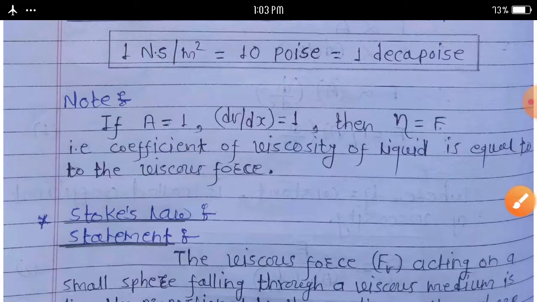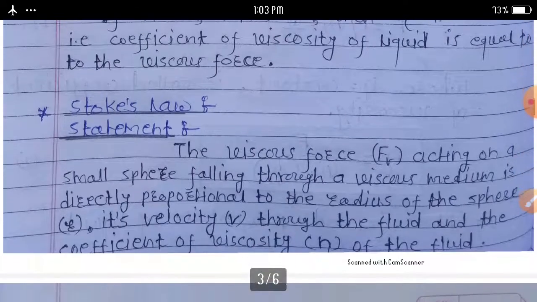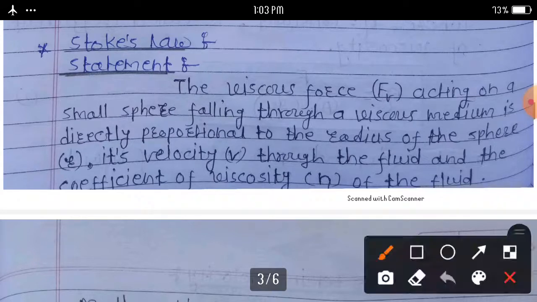Next law is Stokes law. Another law of viscosity is Stokes law. Statement: the viscous force F suffix V acting on a small sphere falling through a viscous medium is directly proportional to the radius of the sphere small r, its velocity v through the fluid, and the coefficient of viscosity eta of the fluid.